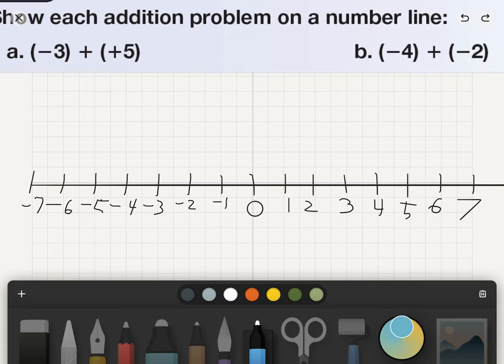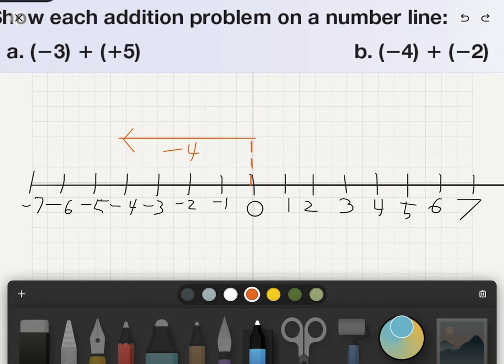And then for B, this time, once again, we start at 0. Make my first dashy line and go 4 integers to the left for my value of -4. But then we are combining that with a value of -2. So yes, they could have just said -4 minus 2. It'd be the same thing.